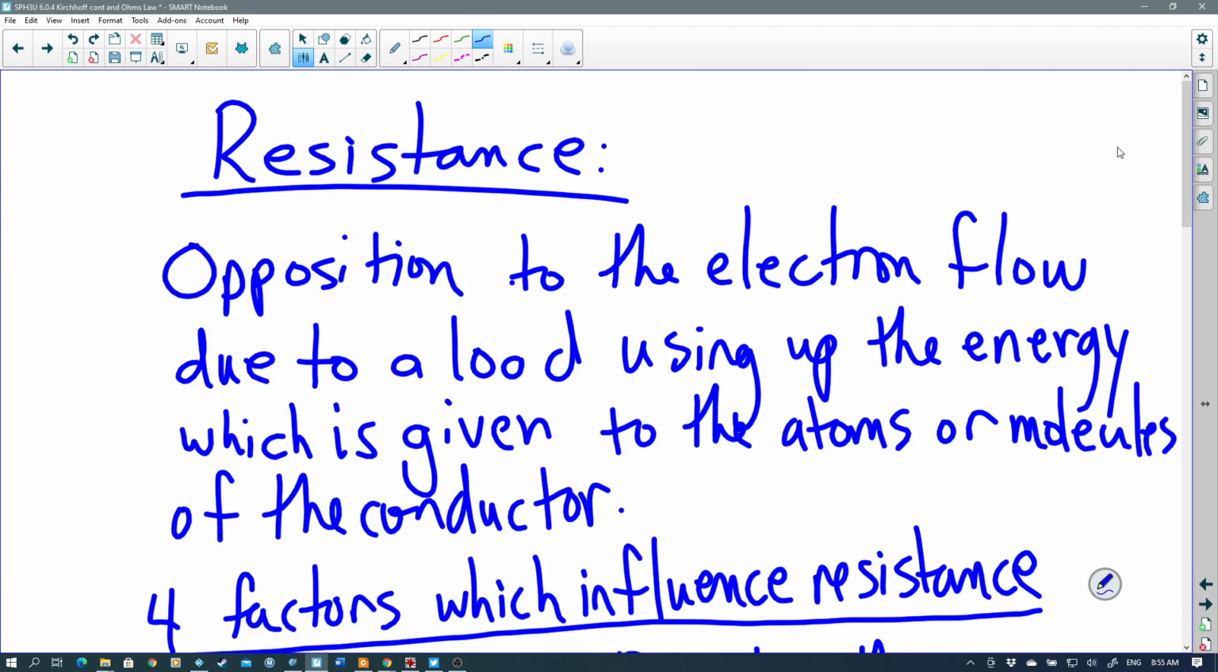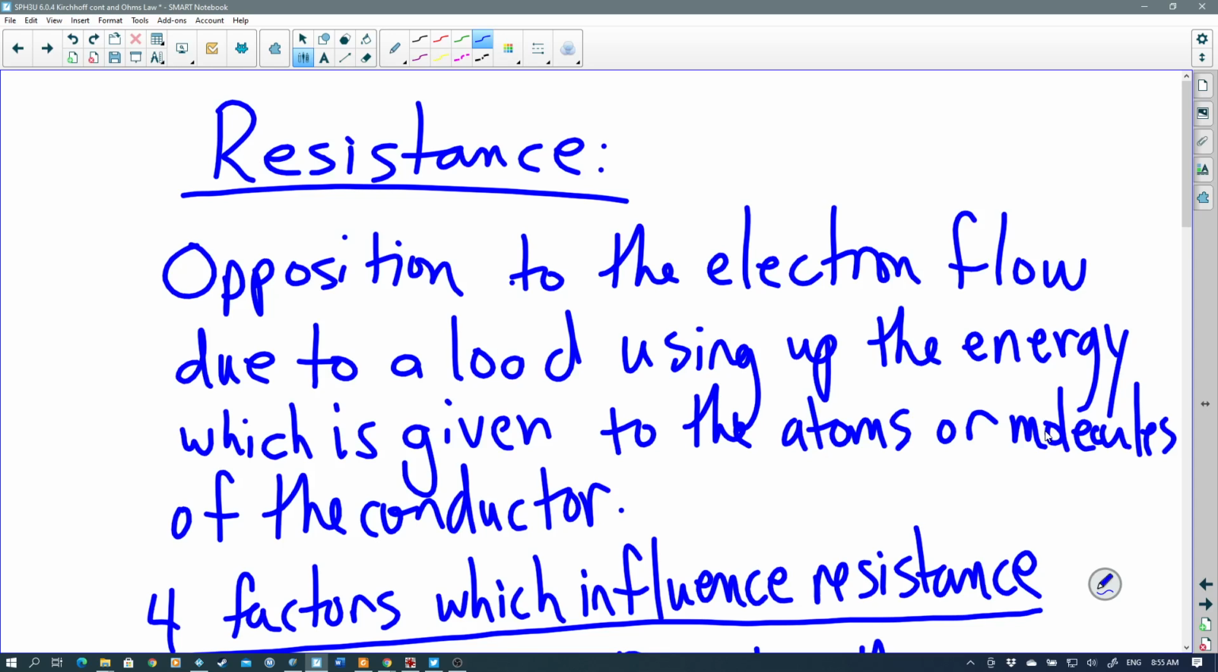Okay, so let's talk about what resistance is. Resistance is the opposition to the electron flow due to a load using up the energy which is given to the atoms or molecules of the conductor. So, oh, I spelled molecules wrong here. So basically, you need resistance in a circuit, or else you're going to have a short circuit.